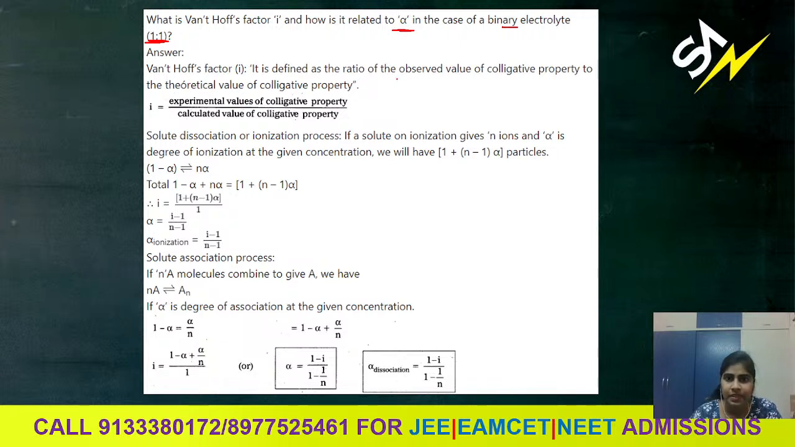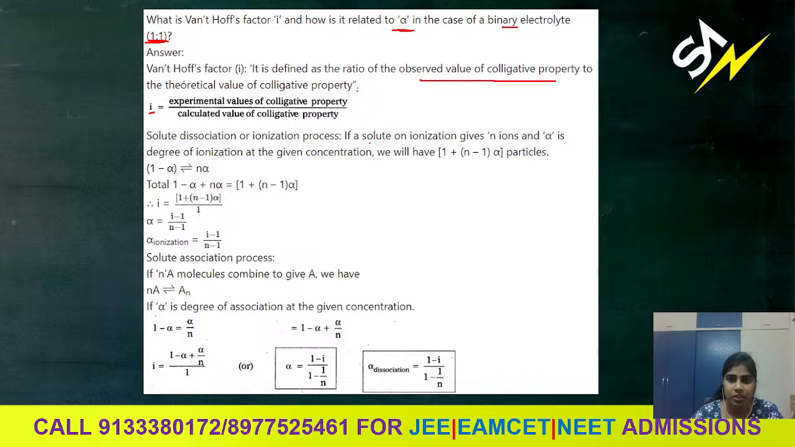It is defined as the ratio of the observed value of the colligative property to the theoretical value. This is the formula where it is denoted by i, and i is equal to the experimental value by the calculated value of these 4 colligative properties. And what is alpha here? Alpha is nothing but the degree of dissociation. We need to calculate the degree of dissociation, the solute dissociation or ionization process, that is alpha. We need to find how alpha is related to i.